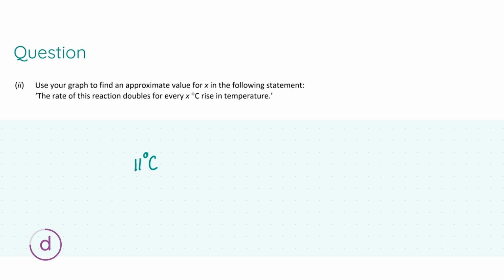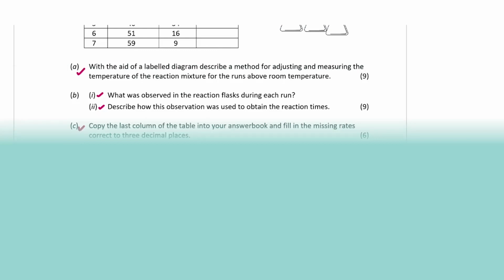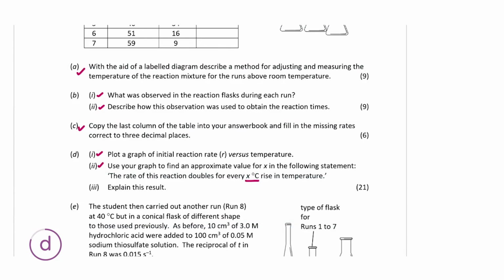And for this, there were 6 marks going. So yeah, if you got anywhere between 9 and 11, you got 6 marks. And if you were 3 above or 3 below, so maybe 13 or 7, you would have got 3 marks. Okay, so now let's go back and do the last part of question D. So we've done D part 2 and D part 3 asks us to explain this result. So we're explaining why for every 11 degree rise in temperature, the rate of reaction is doubled.